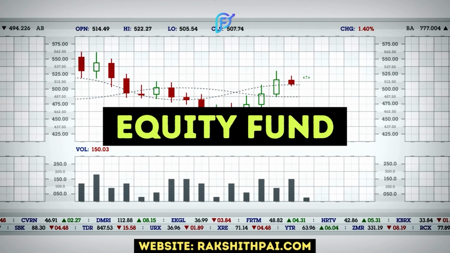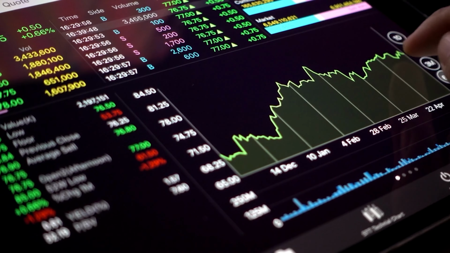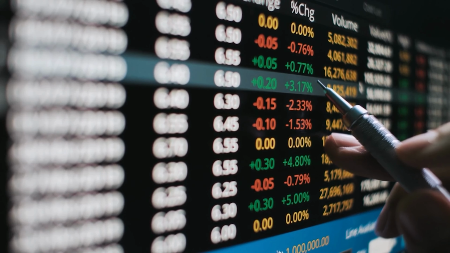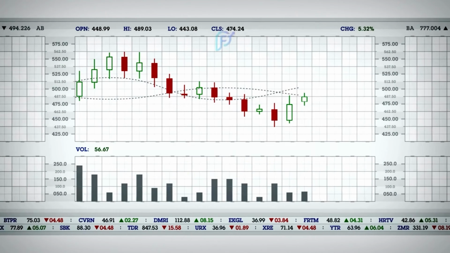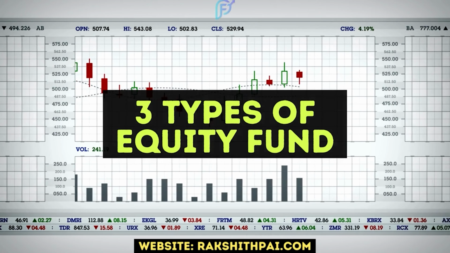Number 1. Equity fund. Equity mutual funds invest in equities and equity related products. The allocation of stocks is based on the market cap. For example, most mutual funds, especially equity funds, like to own large well-known companies with predictable revenue stream. We have 3 types of equity funds.